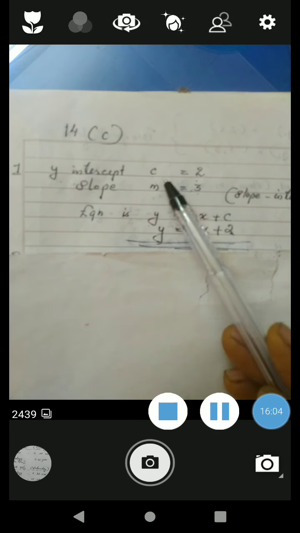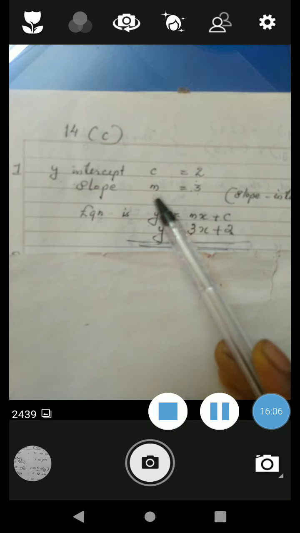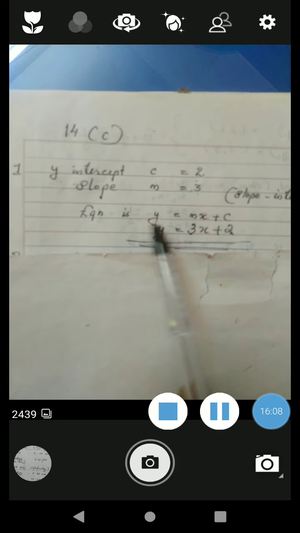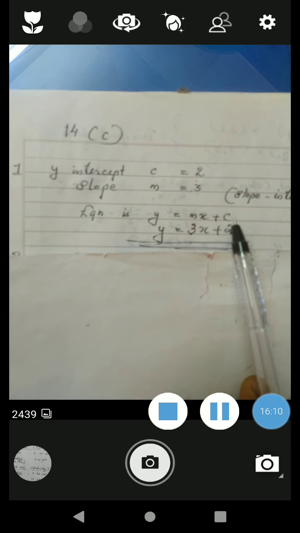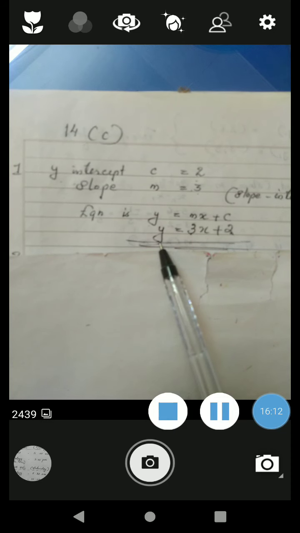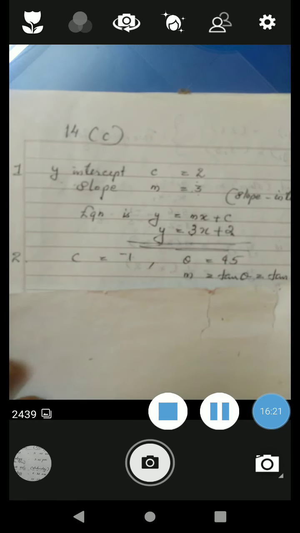Find the equation of a line whose y-intercept is 2 and slope is 3. Here, y-intercept c is equal to 2, slope m is equal to 3. We know the equation of the line is y is equal to mx plus c, that is y is equal to 3x plus 2, right? So, it's very easy, no?